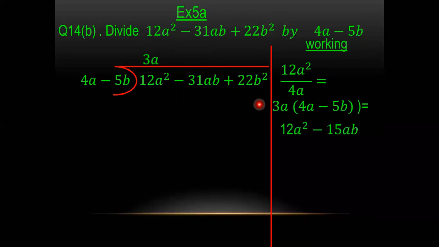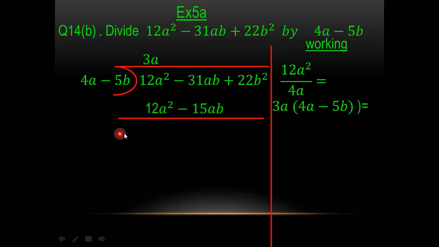As a product, I'm getting 12a square minus 15ab, and this product will be shifted over here under the like terms. So I'm shifting it. Here it is shifted, and now the process of subtraction will take place, which means that change the signs. Here I'm changing it from plus to minus, and here I'm changing it from minus to plus. These two terms will be cancelled out, and these two terms will be solved.